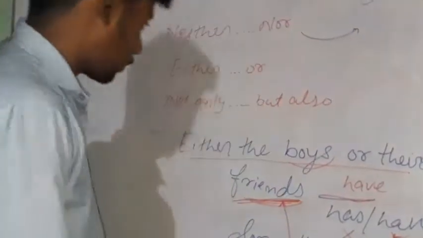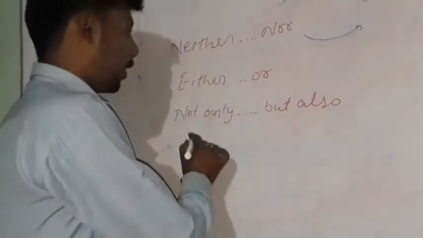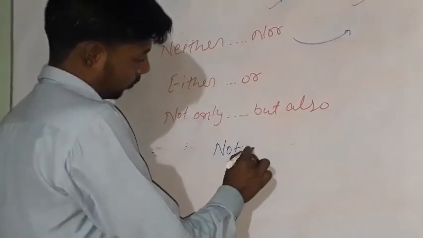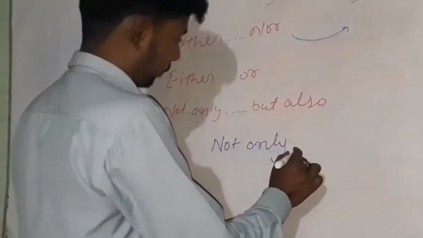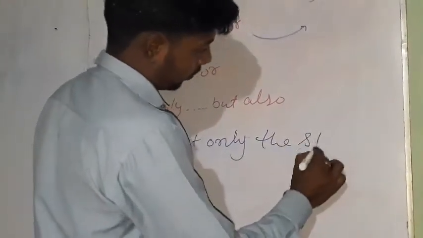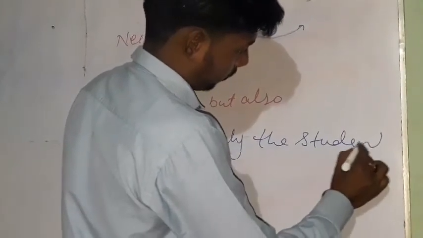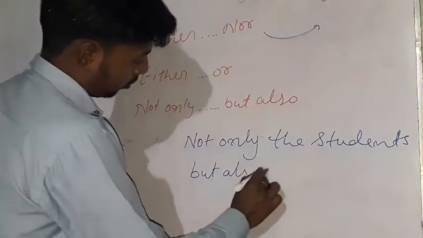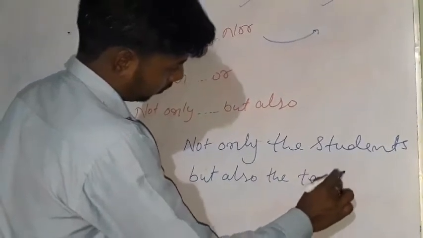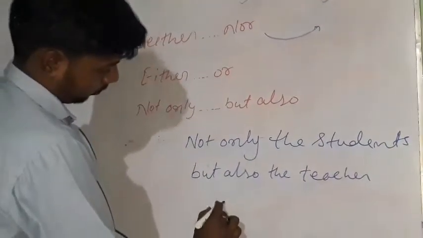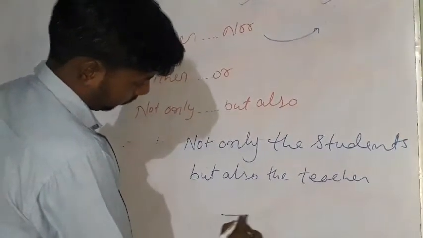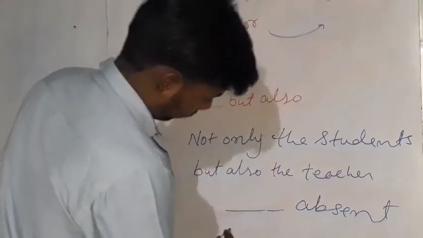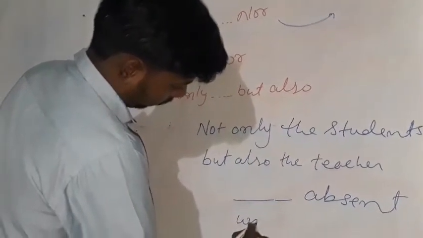Next example. Here, not only but also. Not only the students but also the teacher was and were.